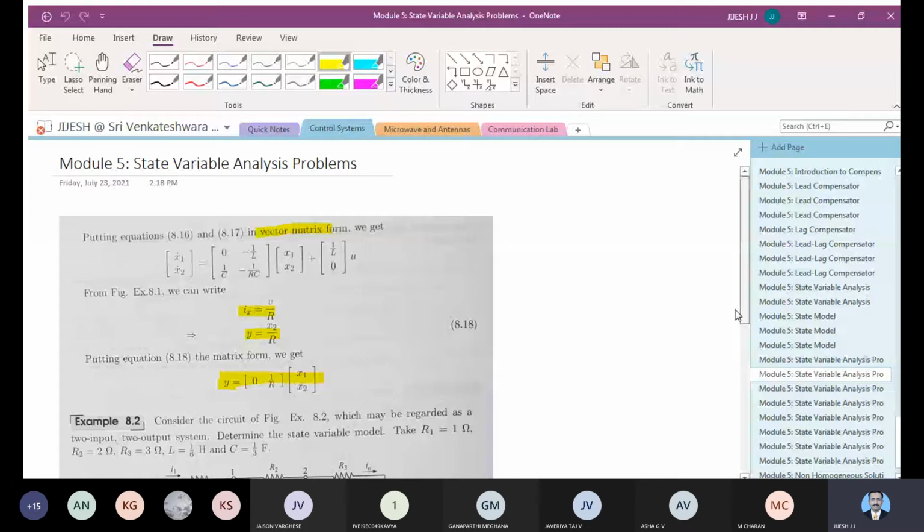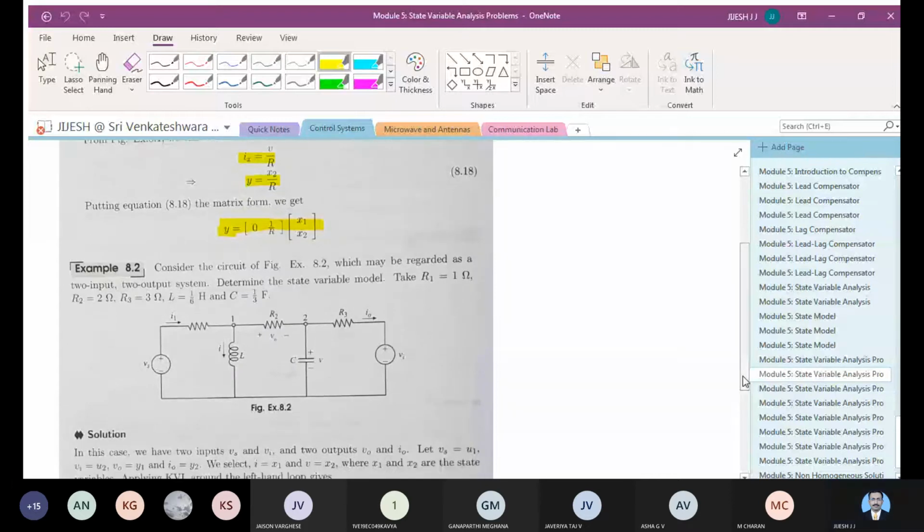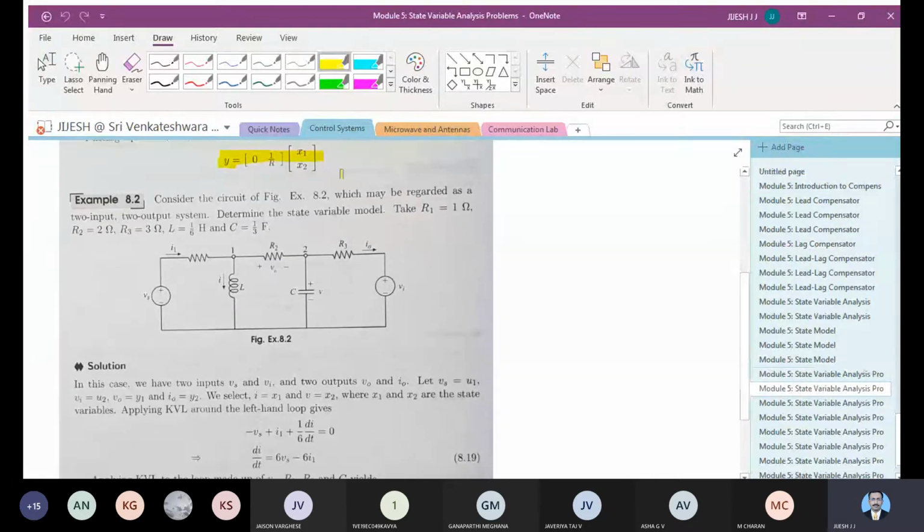So let us take another problem. Let us consider a two input and two output system. Here we are taking another problem where you have a two input and two output system, and you are asked to determine the state variable model. Here R1, R2, R3, L and C are given. All the values are known to you. Now you have to find out the equations.